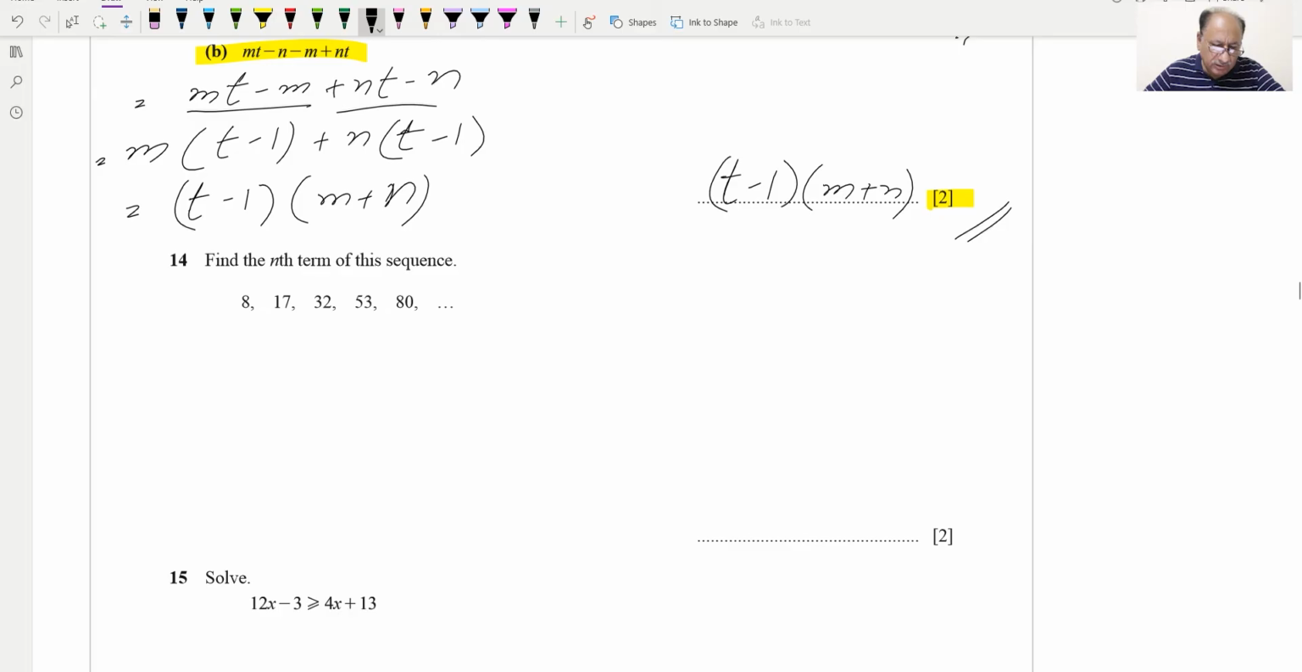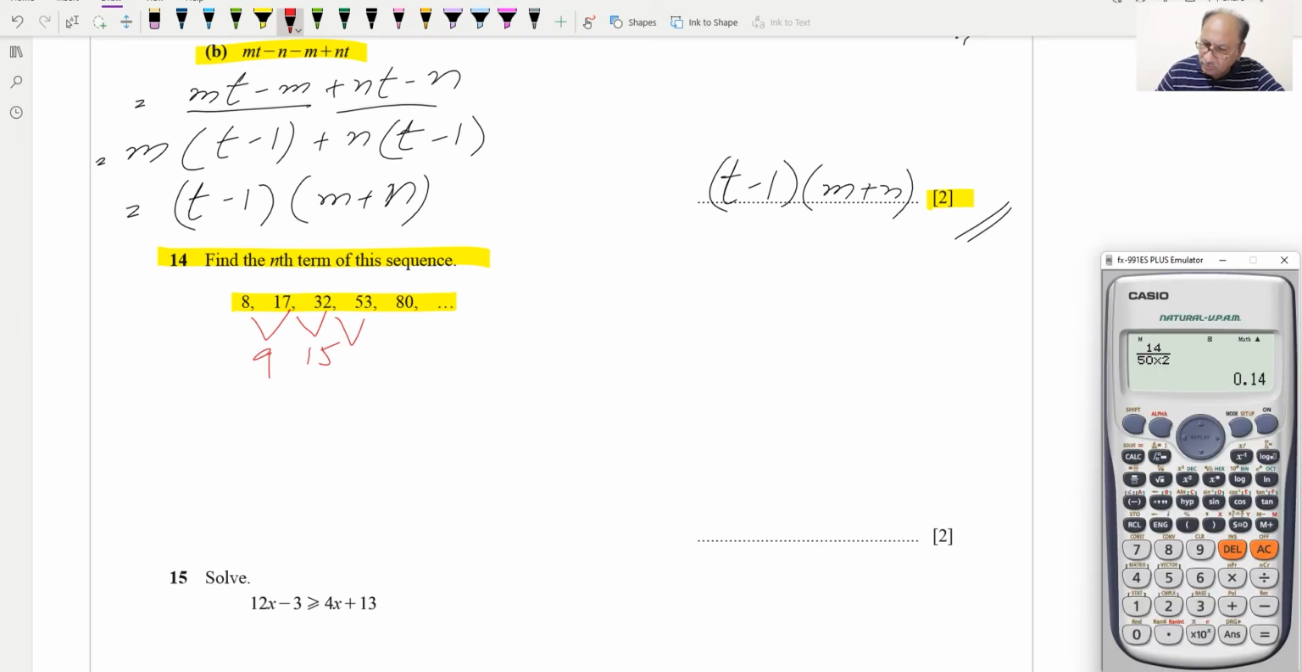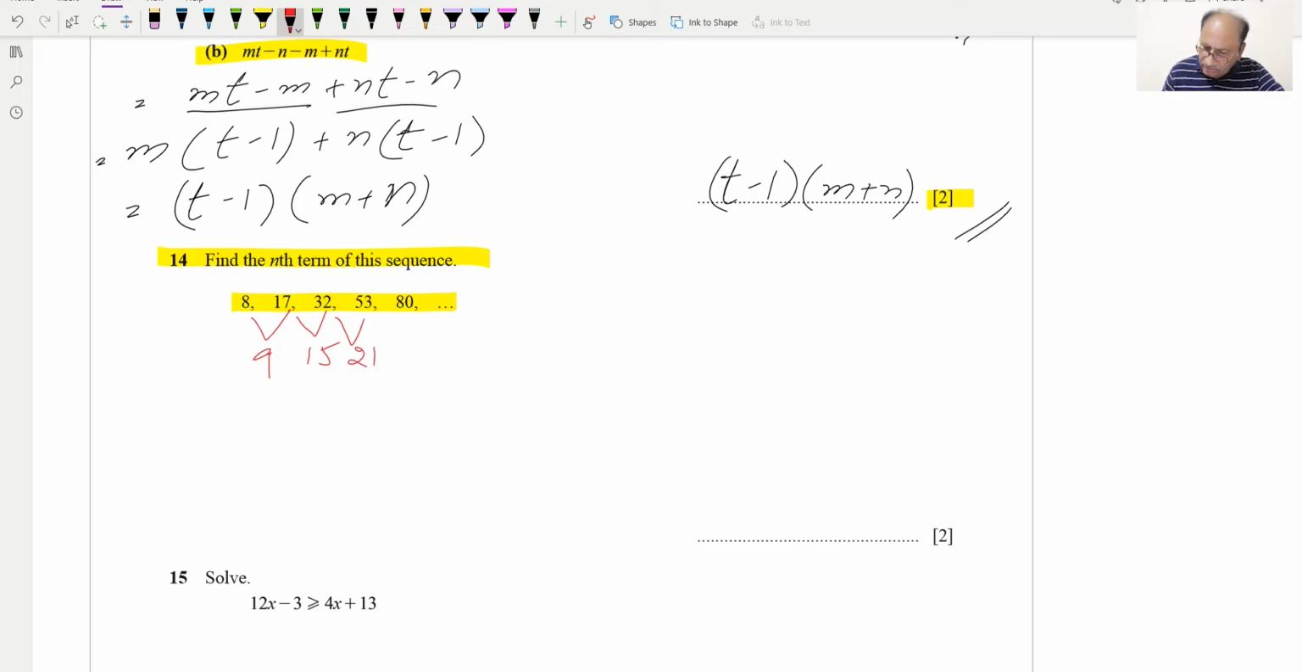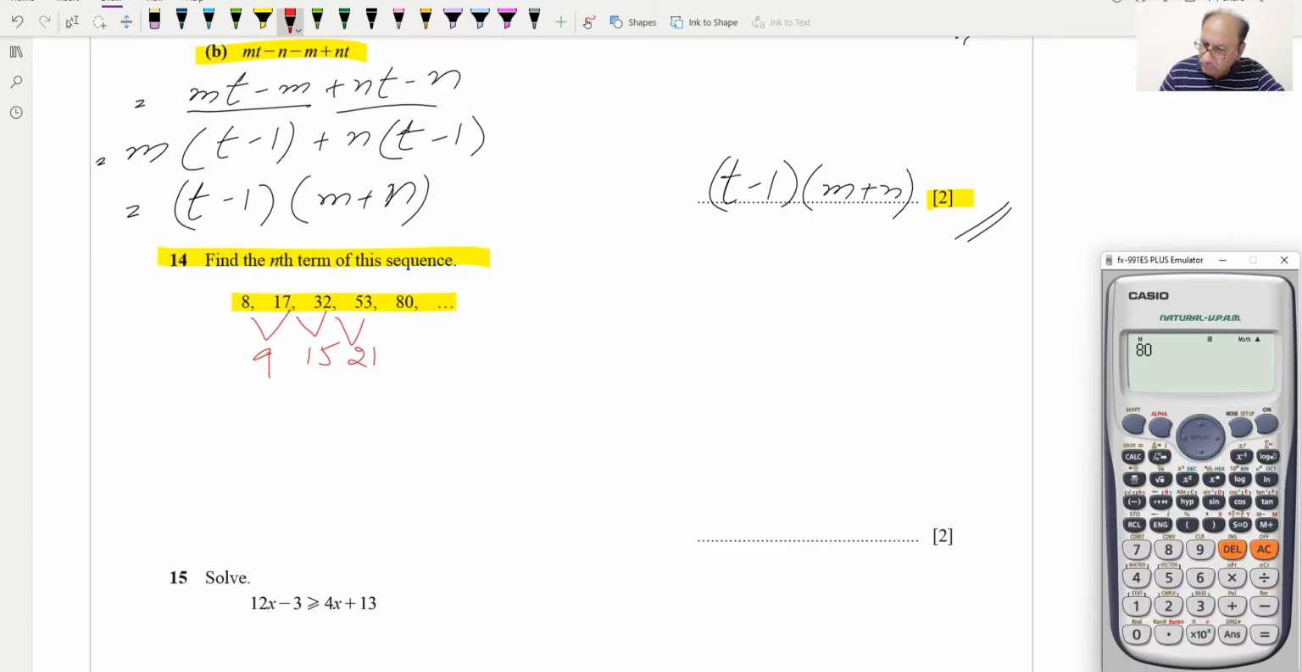Now question number 14 says find the nth term of the sequence. This is the sequence provided. If we check the differences, the first difference will be 17, and then the next will be 21. You can use a calculator also, for example 53 minus 32 will be equal to 21, and similarly 80 minus 53 will be equal to 27.